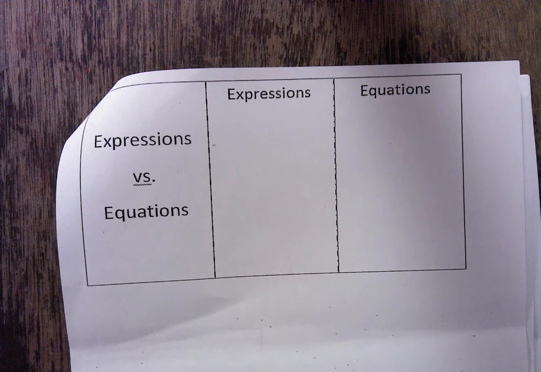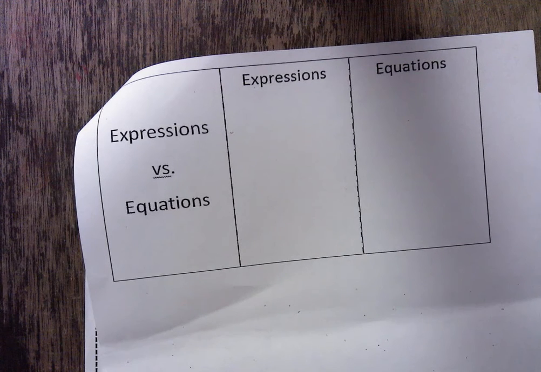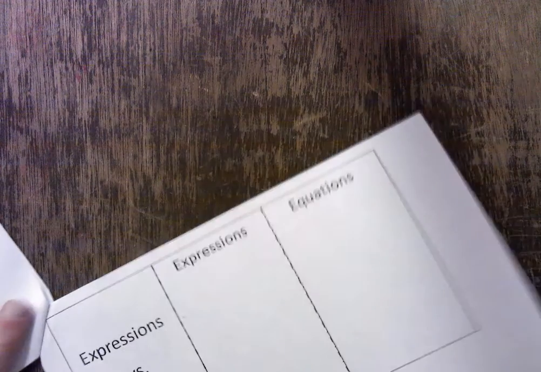In one of your packets, you should have a page that looks like this. It says expressions versus equations. It's in one of the smaller packets, the first packet we got. So whenever you find this page that says expressions and equations, go ahead and tear that one out.